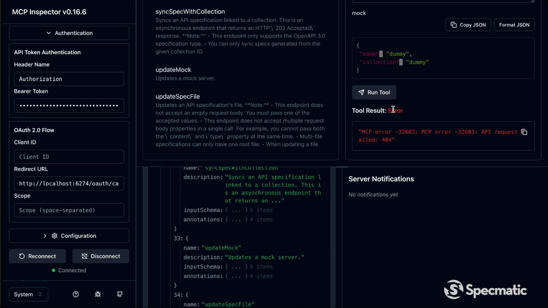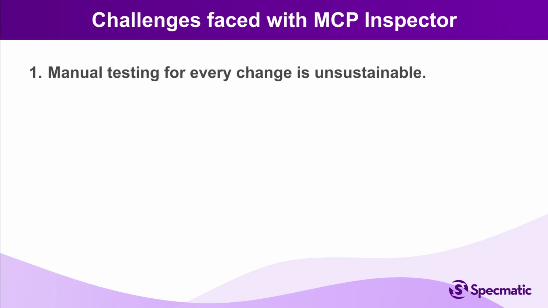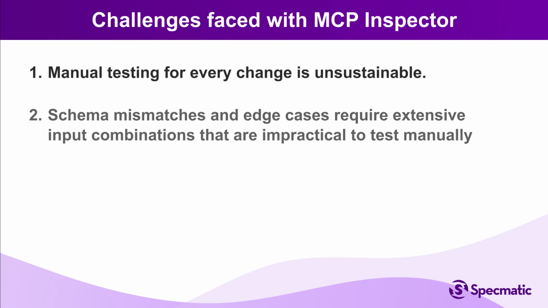So this basically reveals our second major challenge. The schemas and the implementations can be out of sync. We will need to do comprehensive testing to catch these issues. We will need to test with different input combinations to catch such issues. That is the second major challenge that we faced. So we identified two critical problems. The first being manual testing for every change is unsustainable. And the second being schema mismatches and edge cases, they require extensive input combinations. And those are impractical to test manually.